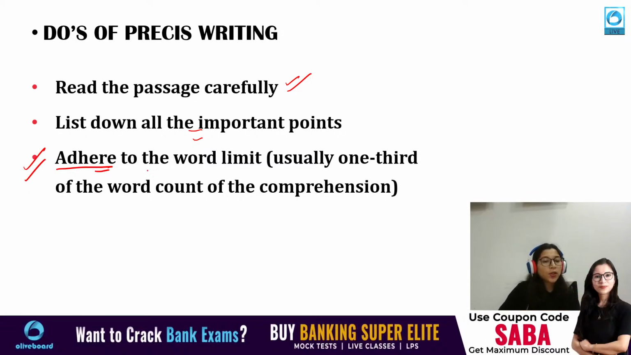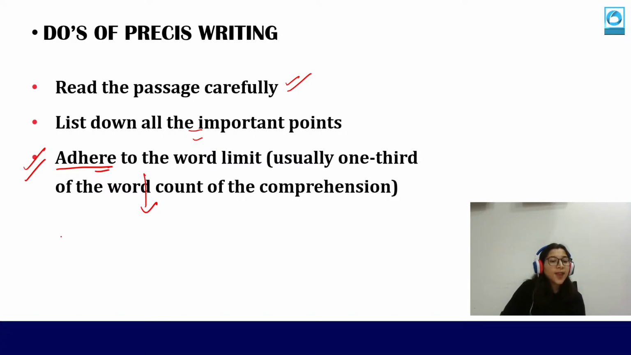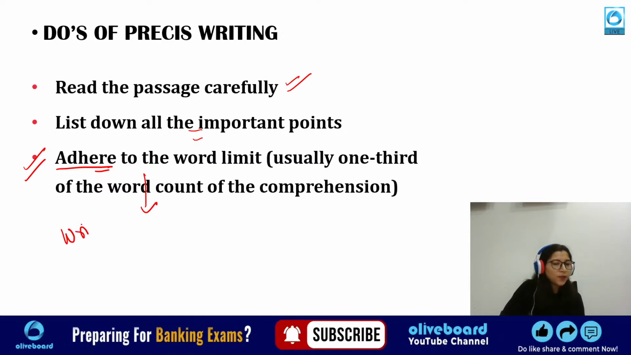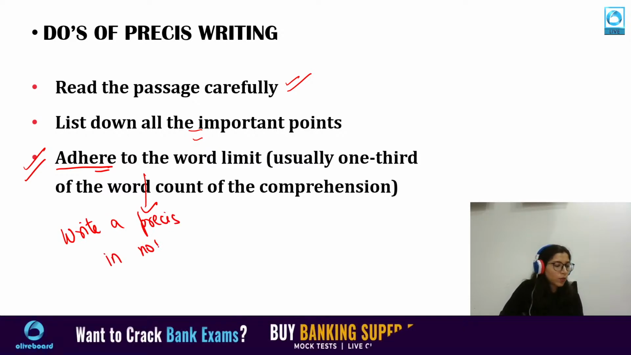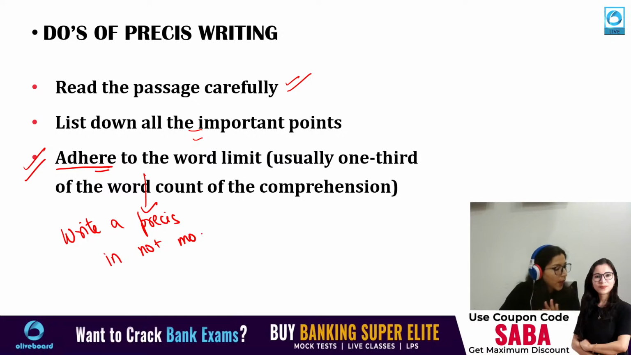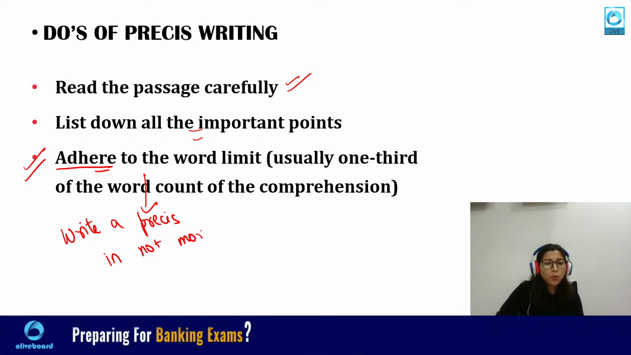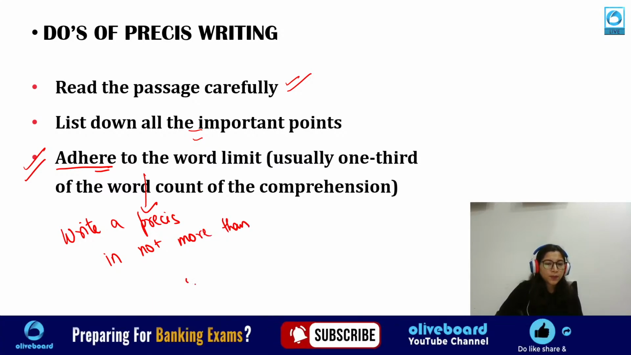In certain cases, now there are two possibilities. The first possibility is that the examiner can ask you in the direction itself to write a Precis in not more than 50 words. Suppose the examiner has given: write a Precis in not more than 50 words. I will give all examples, Anushka. I will give all examples, okay? In not more than 50 words.